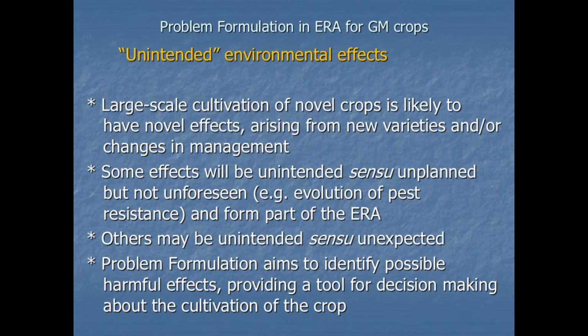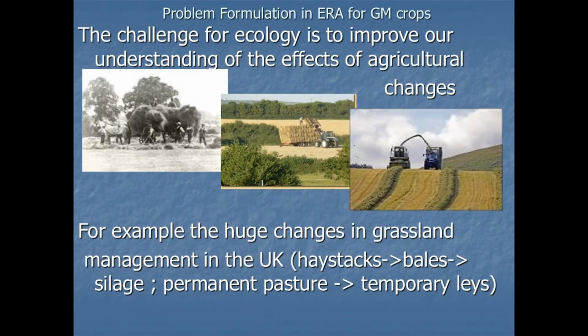So there are unintended environmental effects, and it's important to realise that changes occur and they happen all the time, and we must get the scale right. These changes have actually happened in the UK in my lifetime. I'm not actually in that picture, but as a small boy in the 1940s I rode on the top of haystacks and worked with horses on my uncle's farm. And we've seen these changes from haystacks to bales to mainly silage, and from very species-rich permanent pastures and meadows full of flowers to temporary layers of ryegrass and clover happen in the last 50 to 60 years.